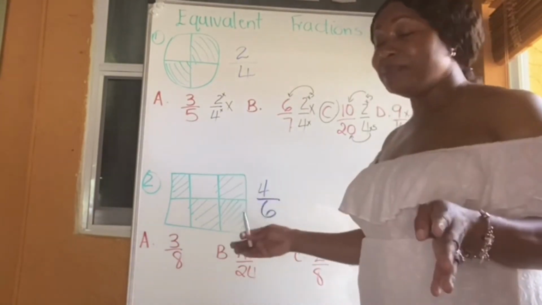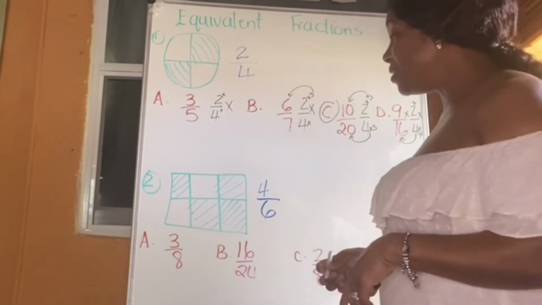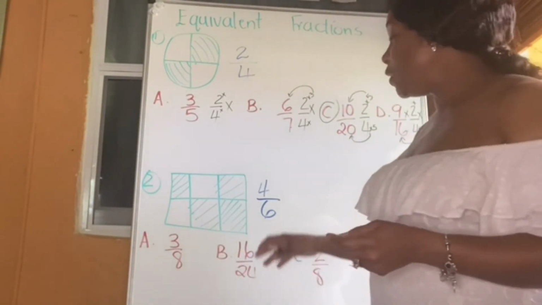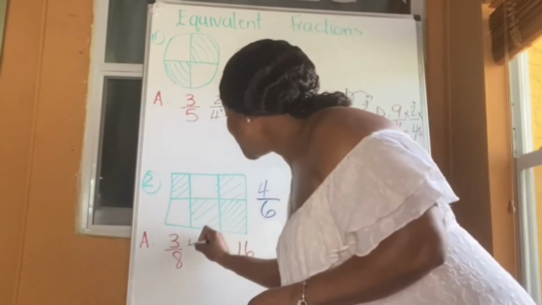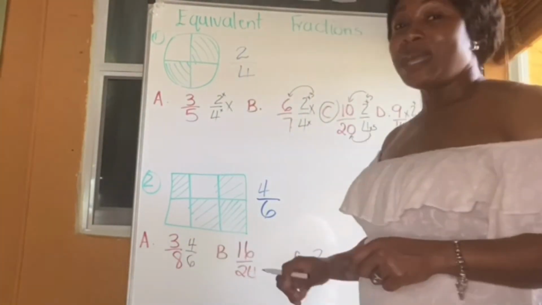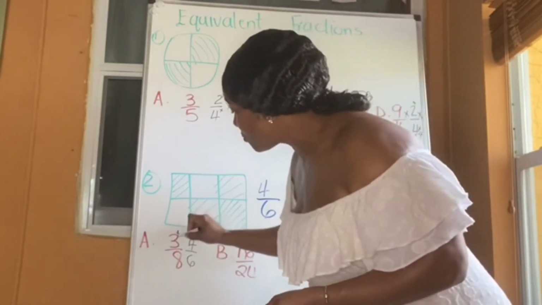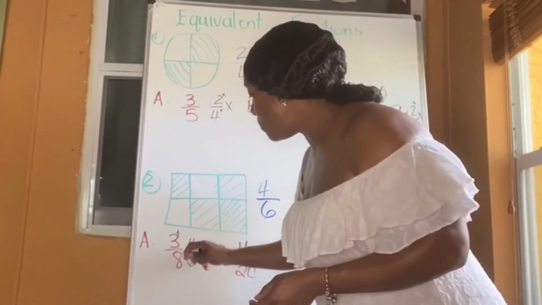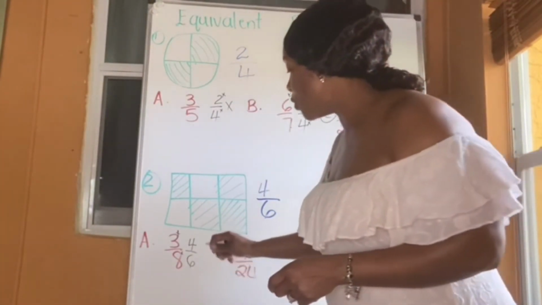Here we have the same diagram, which is represented by 4/6. Again, we need to figure out which of these answer choices is equivalent to 4/6. So I'm going to write my 4/6 beside 3/8. I'm going to ask myself, what can I multiply by 3 to get 4? Nothing. What can I multiply by 8 to get 6? Nothing. So let's try the 4 and the 6.